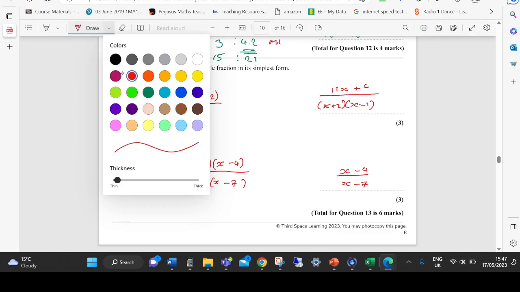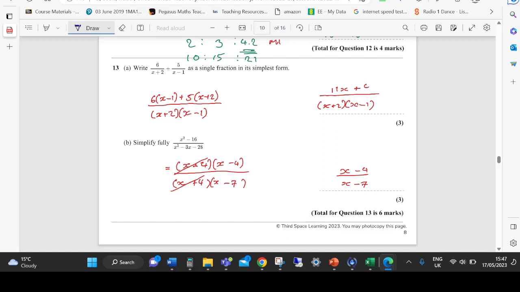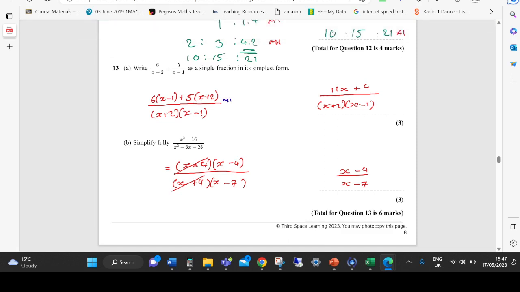So marks for that then are awarded as follows. Sorry, I'm looking at the wrong mark scheme there. For this one, M1 for the correct common denominator. It then says an M1 for the numerators of that part and that part, so M1 for the numerators, and then an A1 for correct simplify.